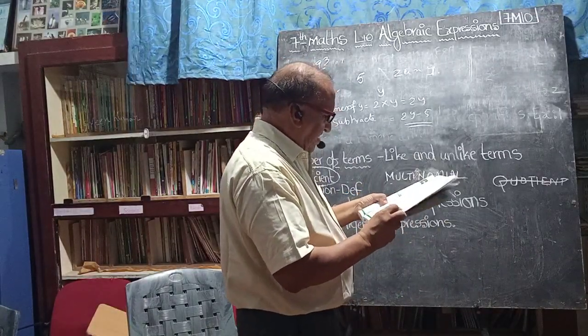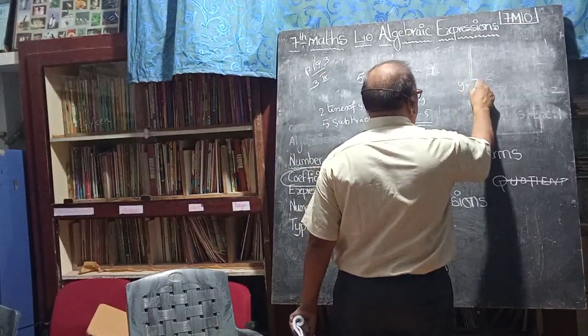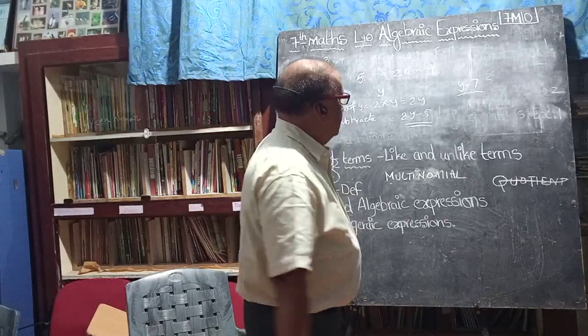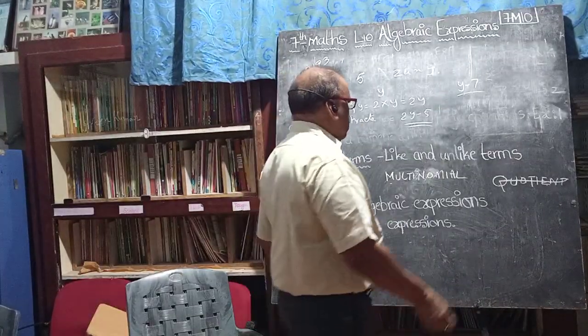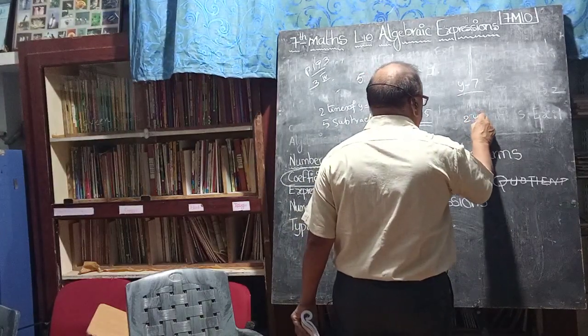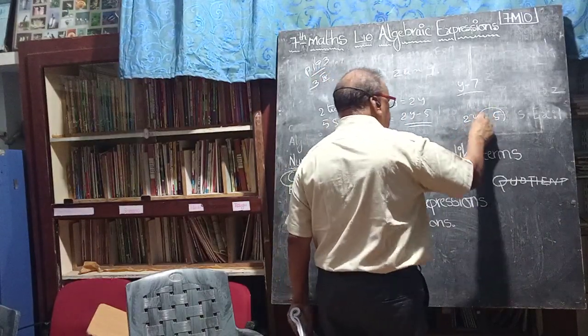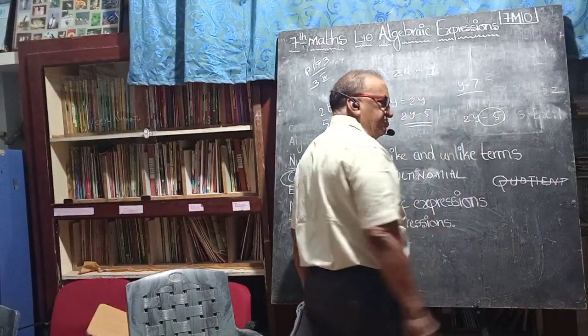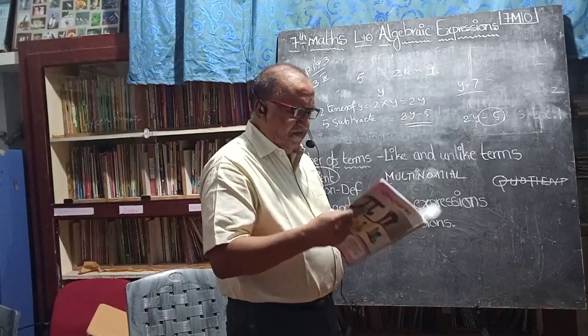Suppose I have, for example, y minus 7. That means 7 subtracted from y. Or similarly, let's say 2y minus 5. That means 5 subtracted from 2 times y. That's how you do it. So that is exercise number 1.